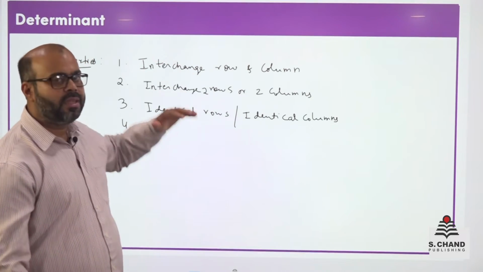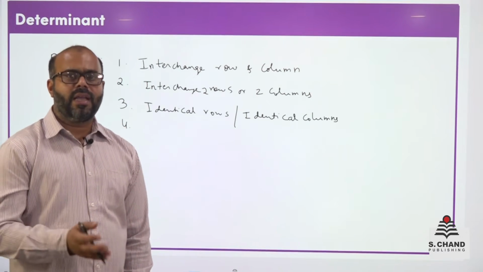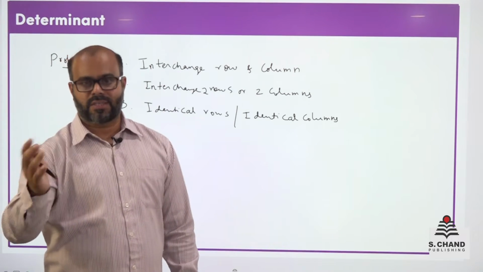Other properties: if we interchange rows and columns, there will be no change in the value of the determinant. And if we interchange two rows or two columns among themselves, then a minus sign will come.